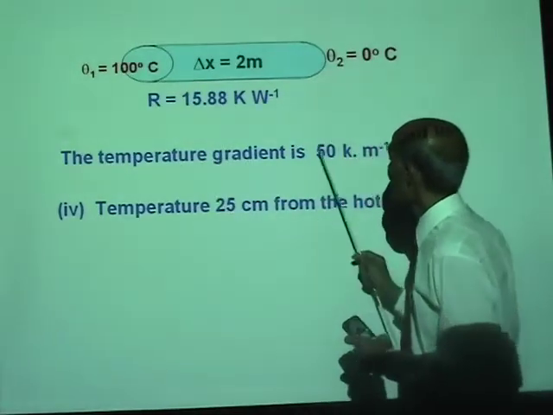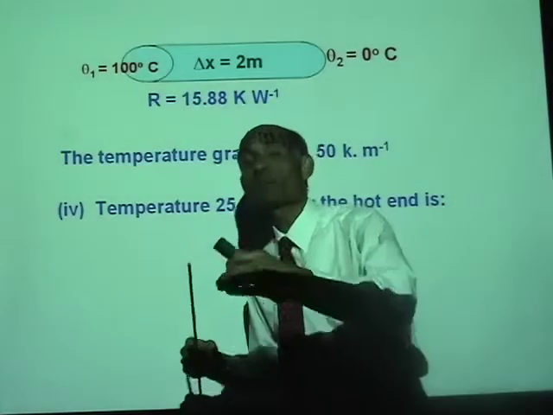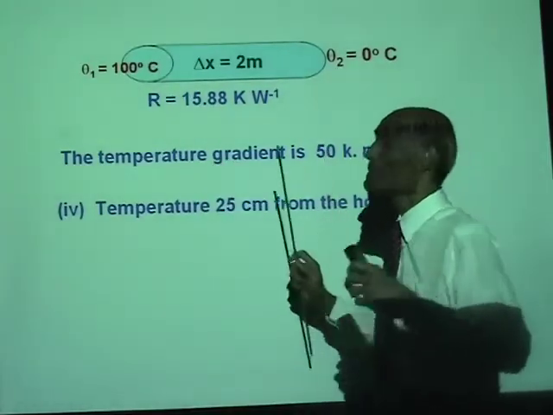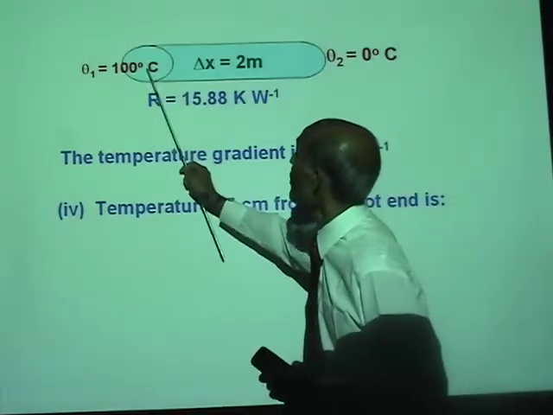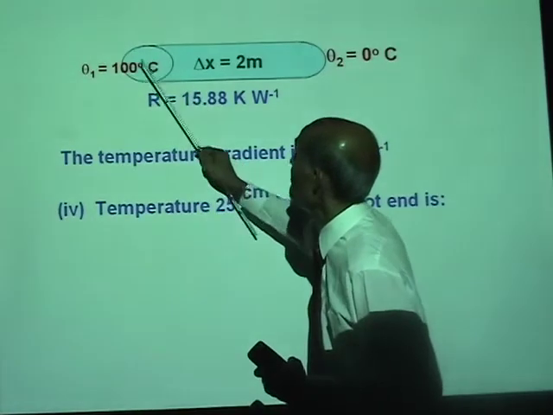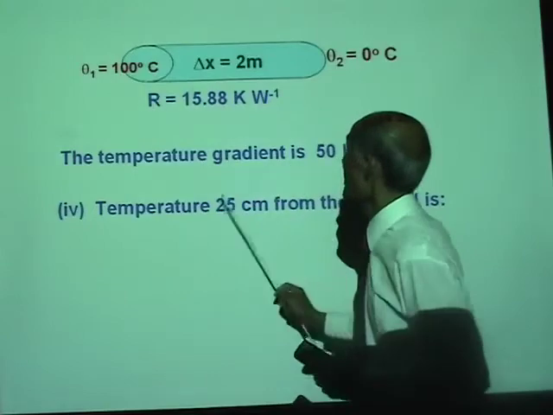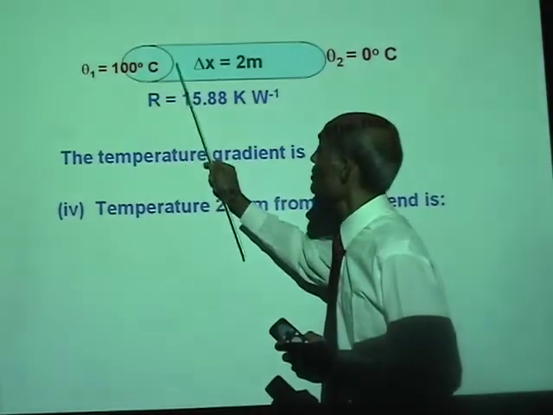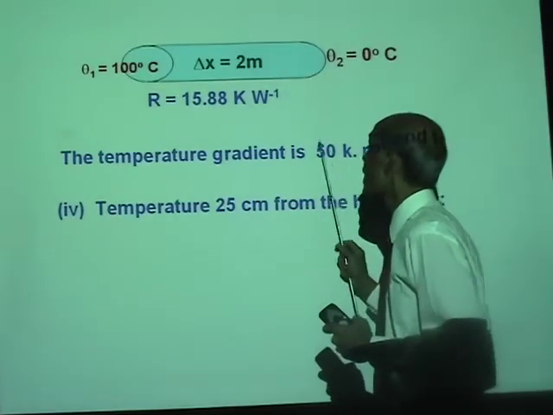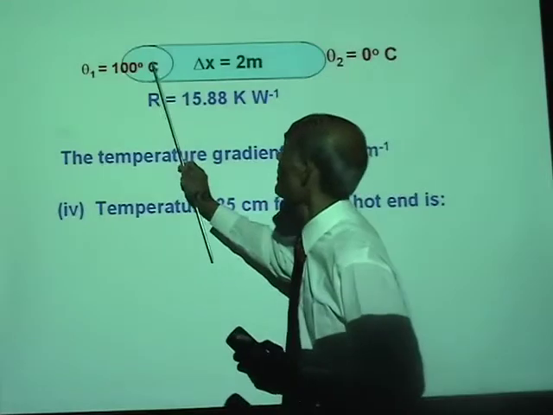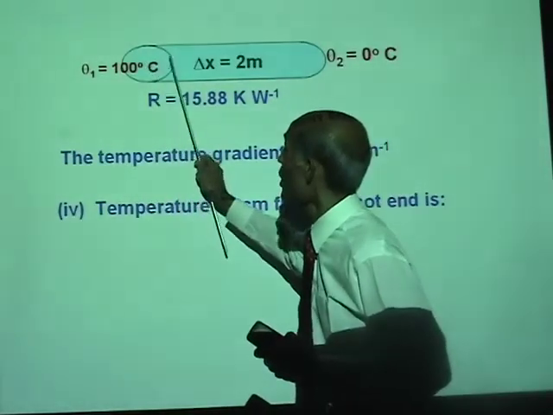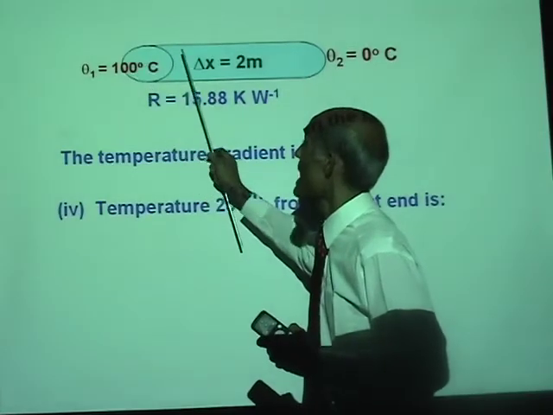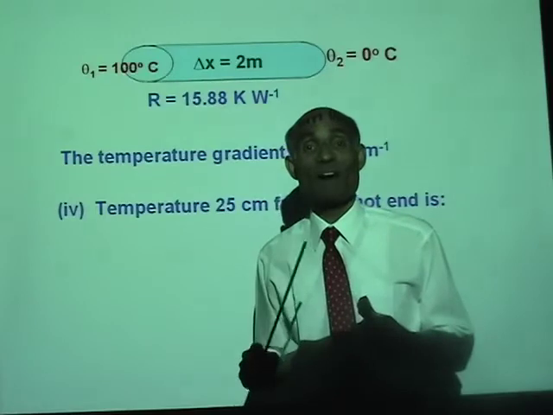Tell me, if the temperature gradient is 50 Kelvin per meter, if you go half a meter, how much will be the fall in temperature? If you go half a meter, the fall in temperature will be 25 degrees Celsius. So, if you go half a meter from here, the temperature will be 25 degrees less than this. Alright. Now, how much will be the temperature if you go 25 centimeter, a quarter of a meter? When you go a quarter of a meter, the temperature will fall by a quarter of 50, which is 12.5. So, you can see I'm doing it mentally. The temperature will fall at that 25 centimeter mark by 12.5. So, the temperature there will be 100 minus 12.5, which is 87.5 degrees Celsius.